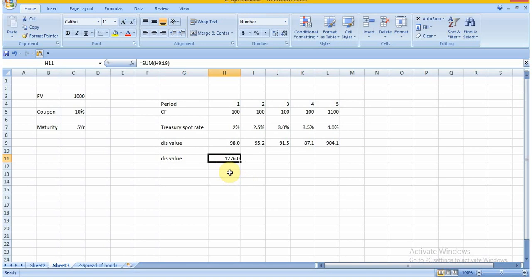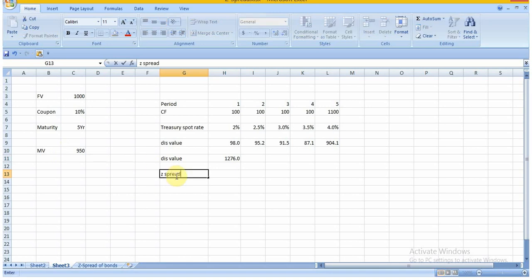But actually it is a very high value because in the market the bond is trading at 950. Now why is this value so high? It is high because we have discounted the cash flows at treasury spot rates. So what is that one rate which I can add to the treasury spot rate so that the discounted value of the bond becomes equal to 950? That rate is called Z spread.